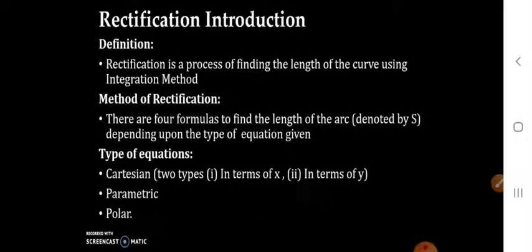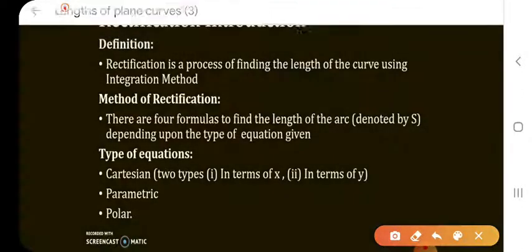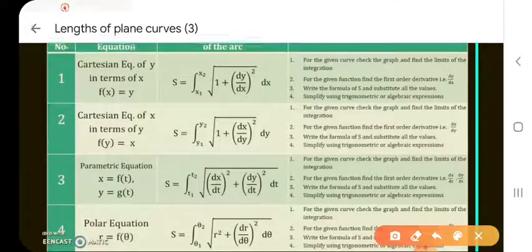Already we learned this one. Rectification is a process of finding the length of the given curve. Here we use the integration method. Here we have four types of equations, so we have four types of formulas. See what the formulas are here.